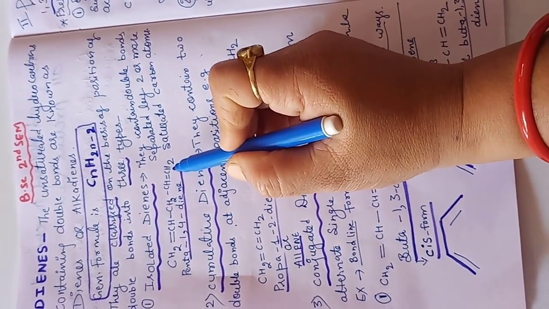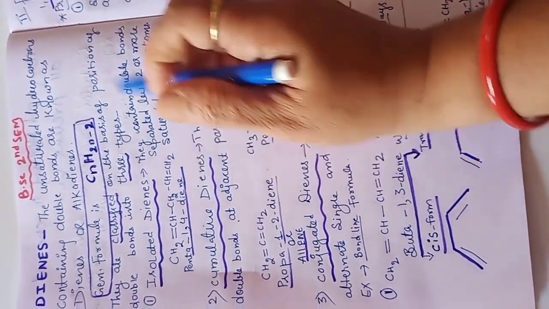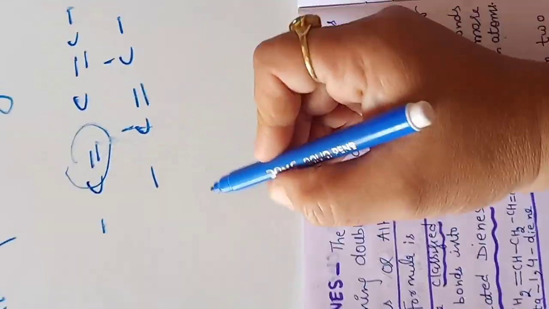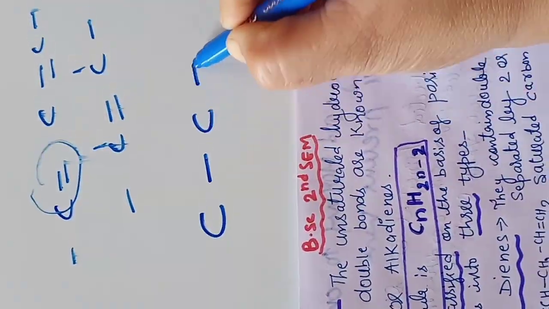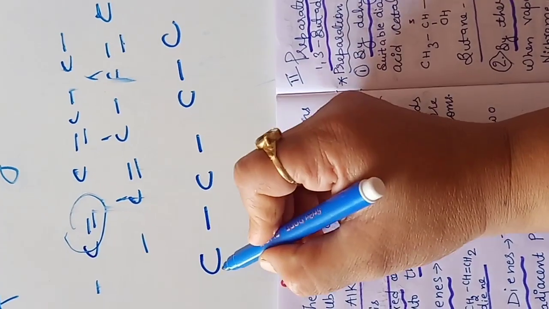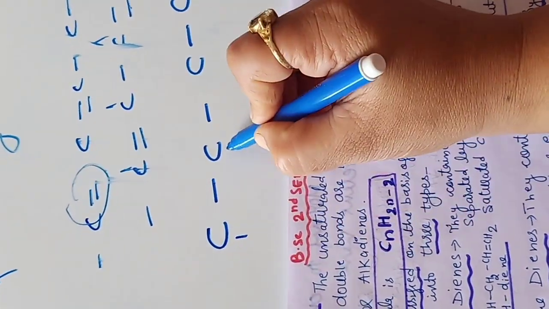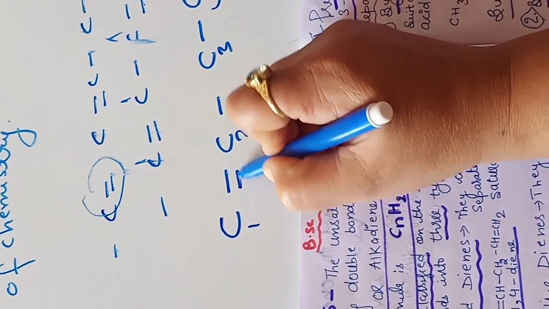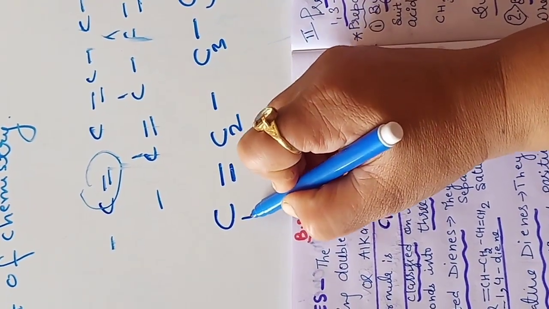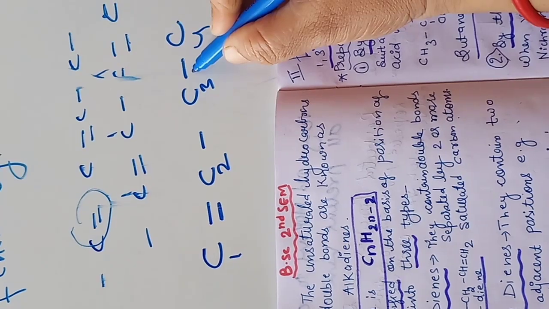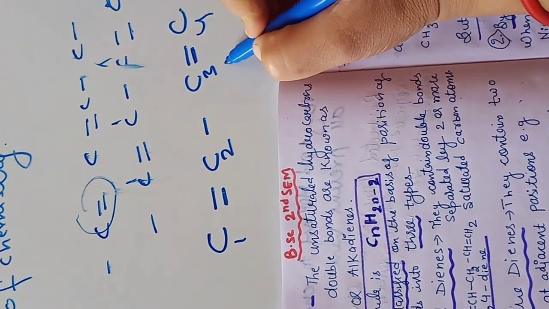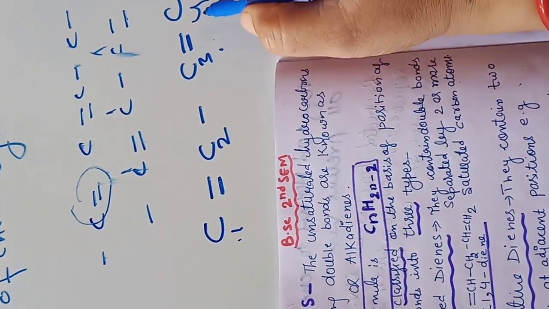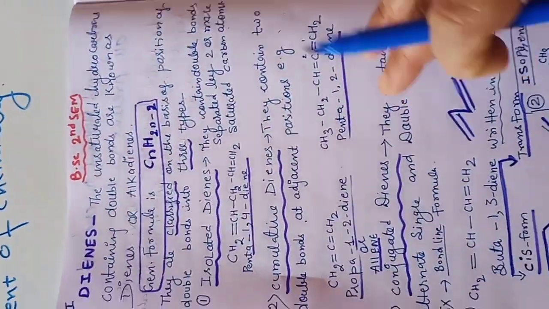So let me clear how we name the dienes. This is an example. If this is carbon 1, 2, 3 and 4, if the double bond is after the first carbon, it will be given the position 1, and if the double bond is present here, it will be given the number 3. So it can be 1,3-diene like that. So now let us see.